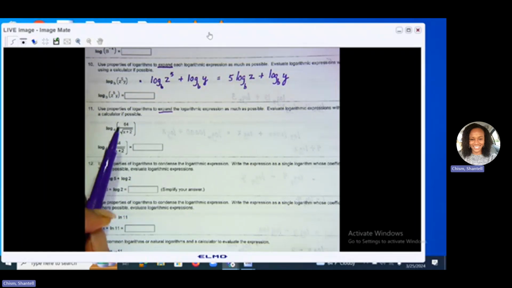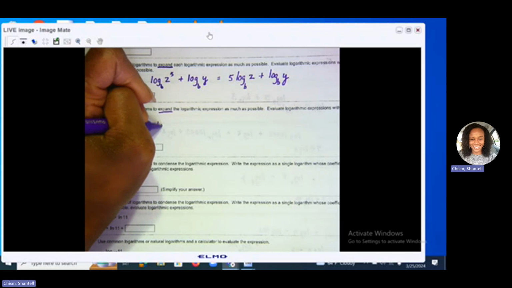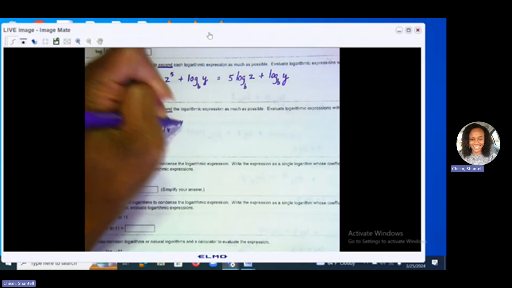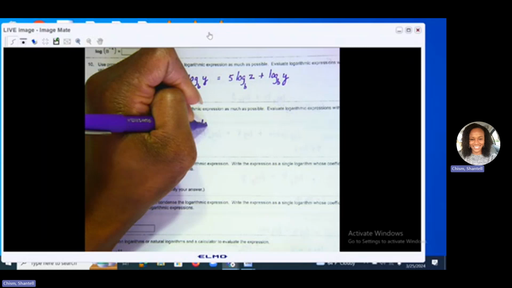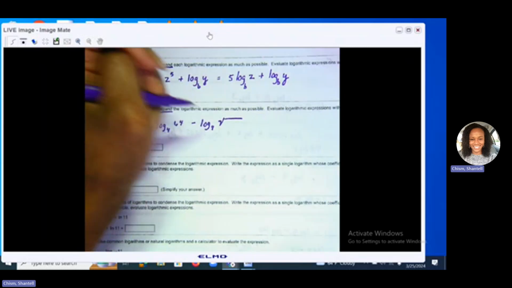So log base 4 of 64 over the square root of x plus 2. So this becomes log base 4 of 64 minus log base 4 of the square root of x plus 2.